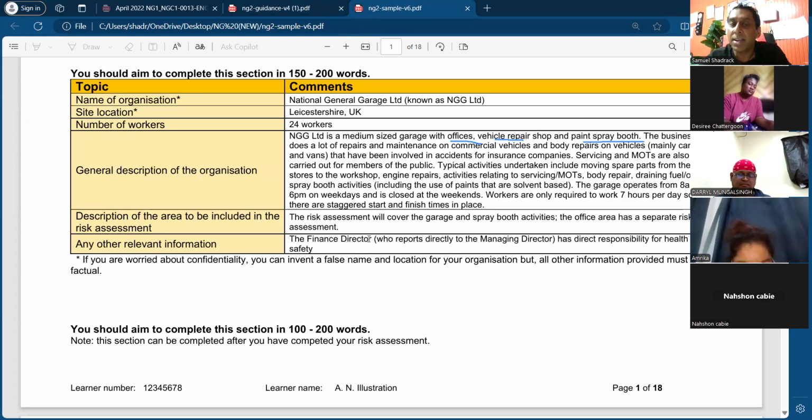So this one says the finance director who reports directly to the managing director has direct responsibility for health and safety. So you could just make it up for the roti shop. I'll say Mr. Frankie, I'm just making up a name, Frankie Henry, the owner of the roti shop, has direct responsibility for health and safety. How hard is that? In the fabrication shop, I can say the health and safety officer, actually no, that'd be wrong. The health and safety manager who reports to the CEO has direct responsibility for health and safety. If it's a big company, one of these big companies in Trinidad, it may be the same thing. You can say the quality, health, safety, and environmental manager who reports to the board of directors has direct responsibility for day-to-day health and safety.